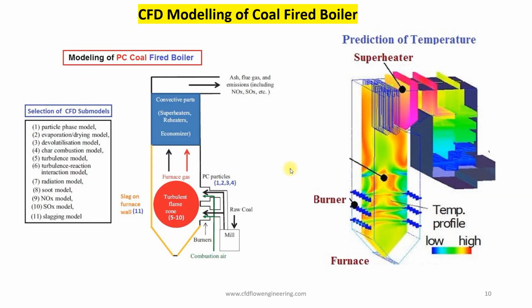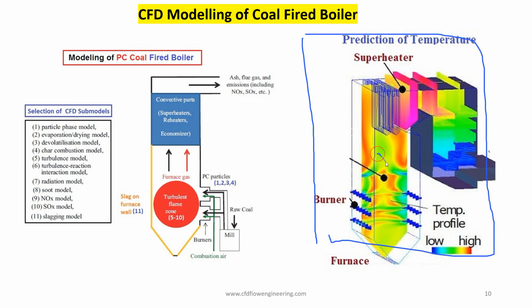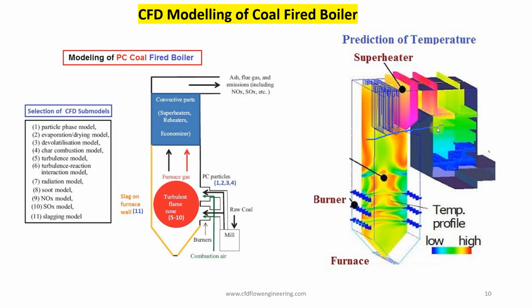CFD result for this case is presented here. We can find out temperature distribution of flue gas. We can find out the heat flux profile over the water tube, heat absorbing elements like economizer, reheater. CFD plays a very important role.